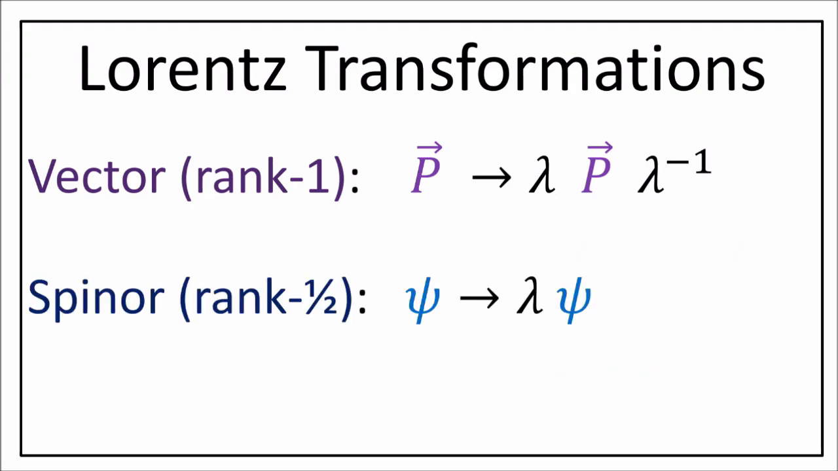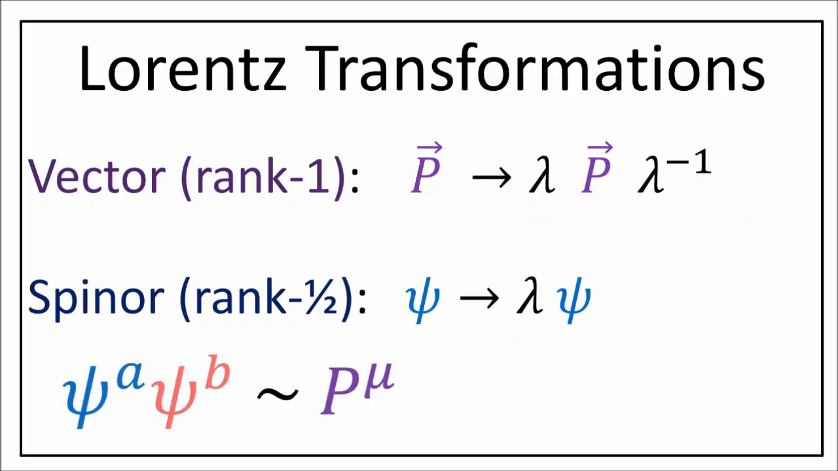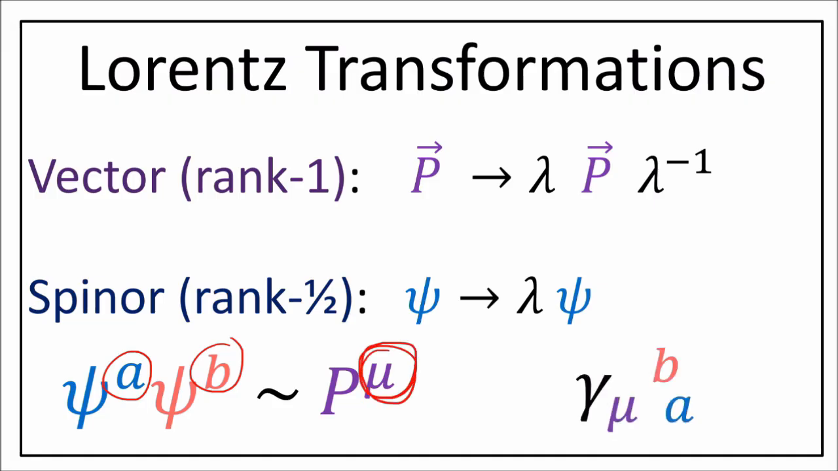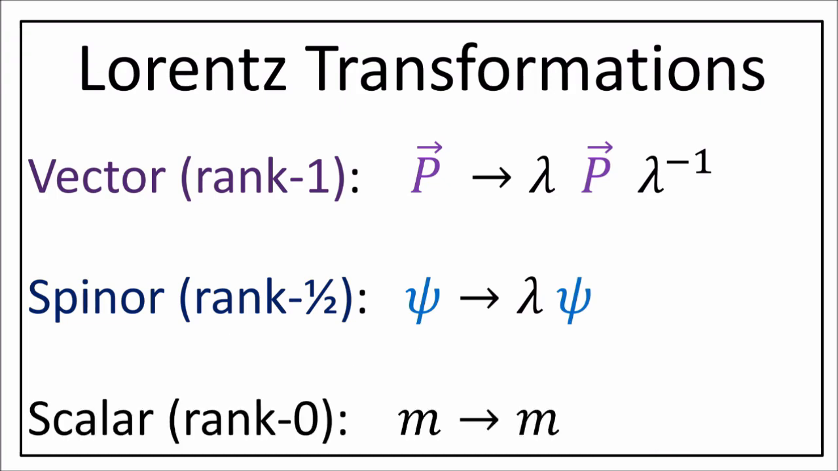I call spinors rank 1/2 because they transform with only one lowercase lambda, which is half the transformation that vectors get. This explains why spinors rotate half as much as vectors do. One spinor index is worth half as much as a vector index, because 2 spinor indices correspond to one vector index, as seen with the gamma matrices. Rank 0 scalars don't transform at all when we change coordinates, which is why they are called rank 0.